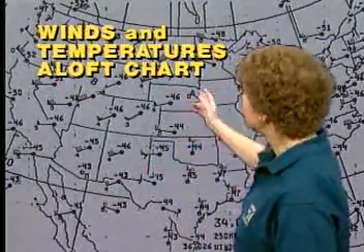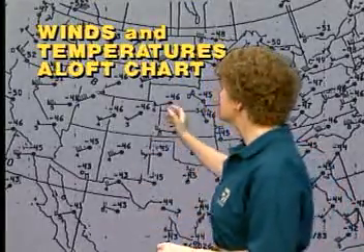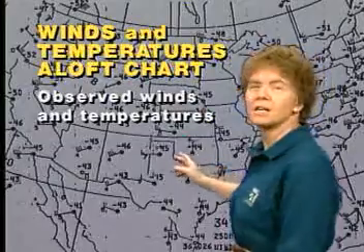Another way to determine observed winds and temperatures aloft is this chart, the Winds and Temperatures Aloft chart. But don't confuse this chart with the Winds and Temperatures Aloft forecast, which covers forecast winds and temperatures. This Winds and Temperatures Aloft chart covers observed winds and temperatures. Now, this particular one is for an altitude of 34,000 feet.